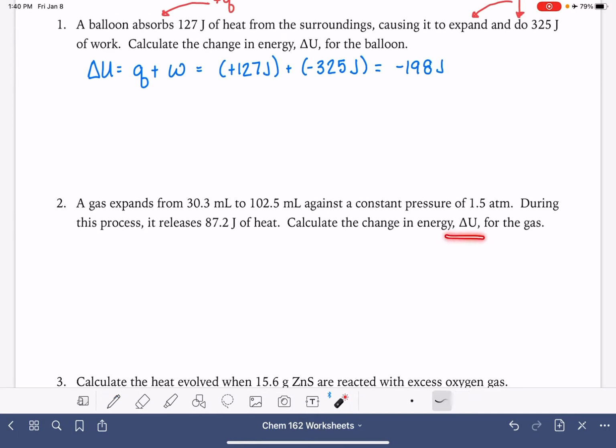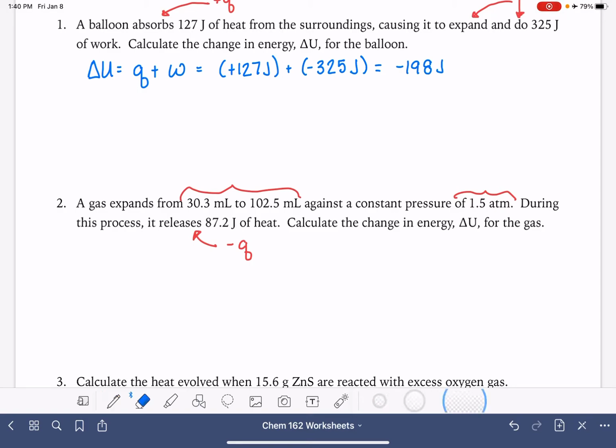We're again being asked to calculate the change in energy. We have information about heat being released. We could just start with that because it is releasing heat. This means that its sign of Q is negative. It's losing energy in the form of heat. It's not giving us the actual value of work, but it is giving us the change in volume and also the pressure. So we can calculate work from this information.